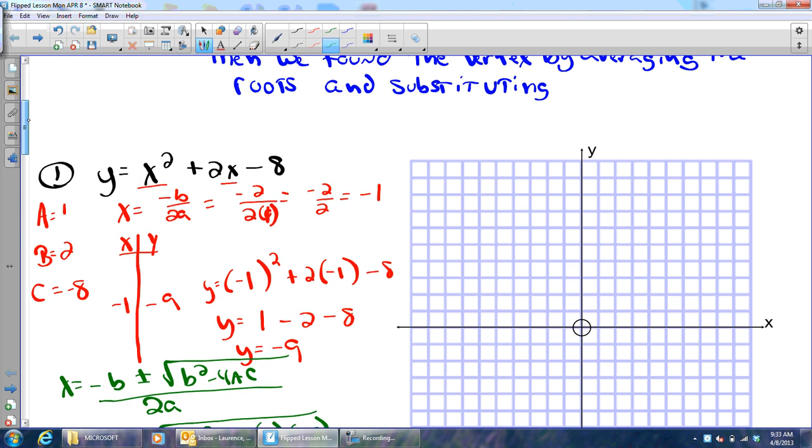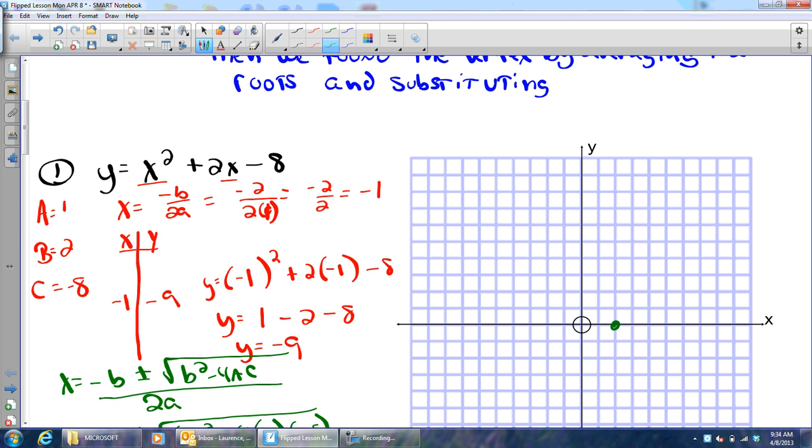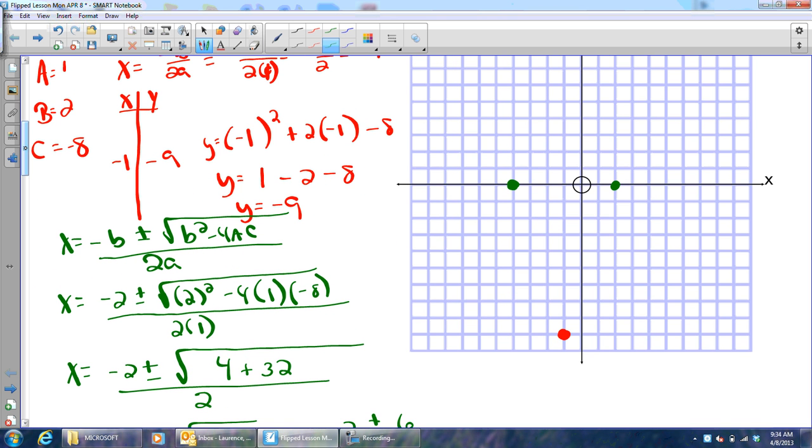So I'm going to plot points at 2 and at negative 4: 1, 2, 3, 4. There we go, so there are my zeros. Notice my parabola looks like it's smack dab in the middle. And then I can just draw my parabola.